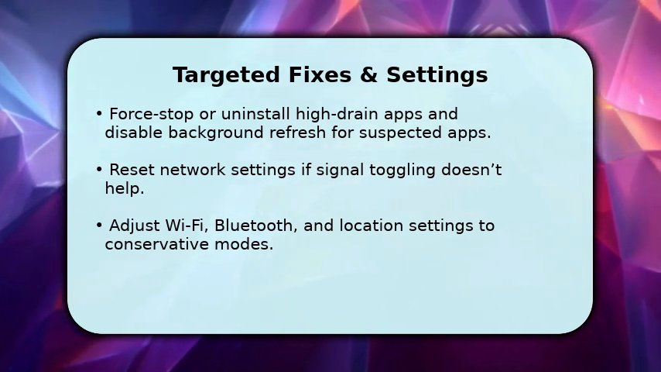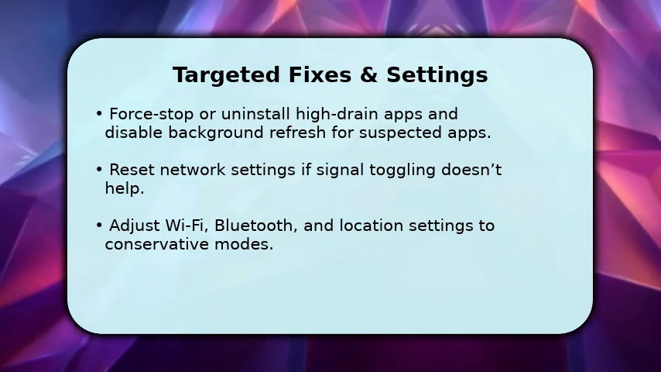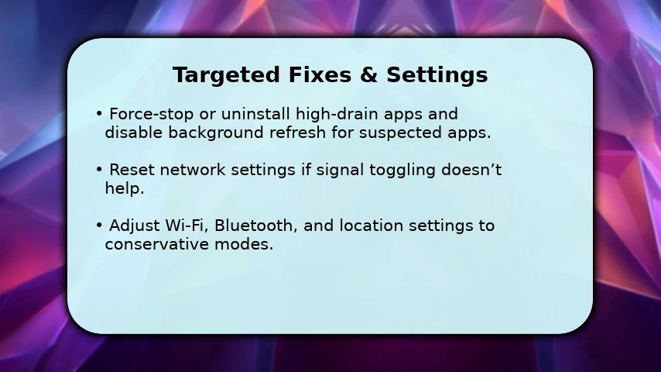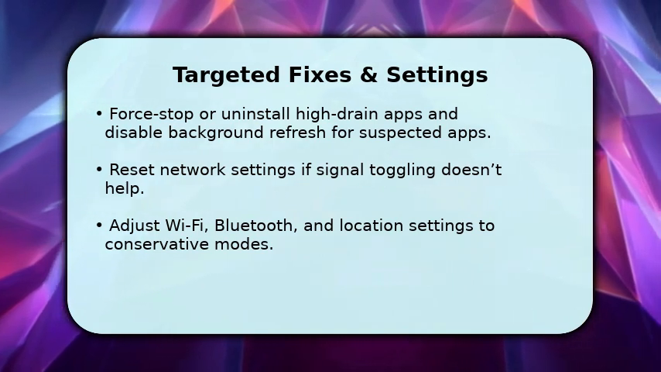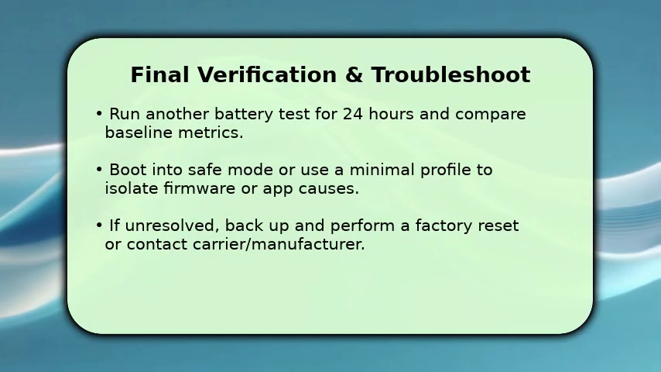Once done, set Wi-Fi and Bluetooth to off when unused and change location mode to battery saving. These steps reduce radio. Finish by validating the repairs. Run a 24-hour battery test and compare app percentages and standby drain to your baseline.